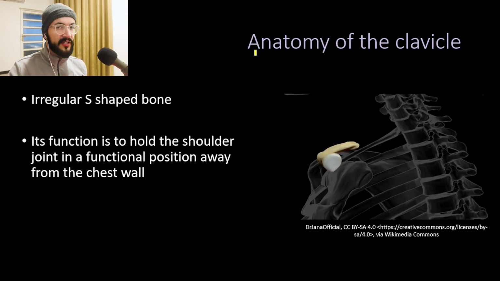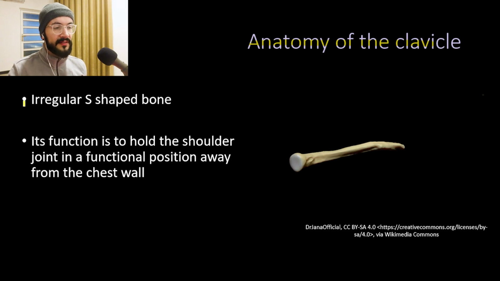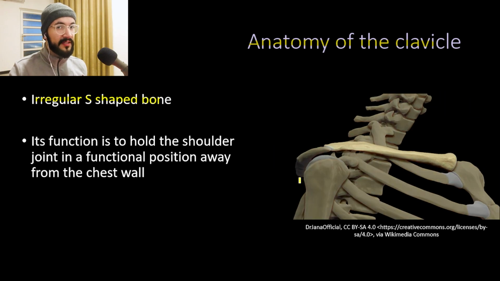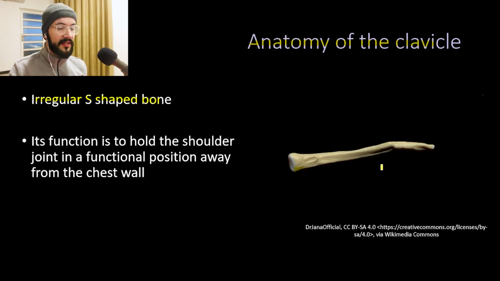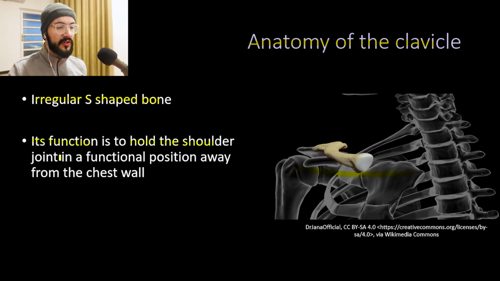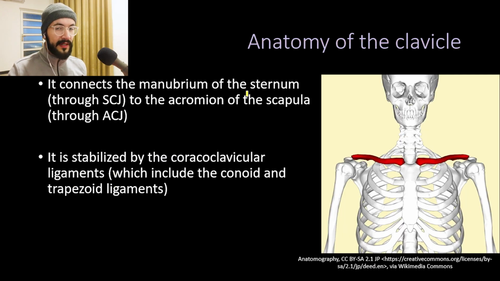Moving on to talk about the anatomy of the clavicle. The clavicle is an irregular S-shaped bone that you can see in the 3D model in this picture here. Its function is to hold the shoulder joint in a functional position away from the chest wall. The clavicle connects the manubrium of the sternum, which is here in this picture, to the acromion of the scapula. And the acromion is right here.